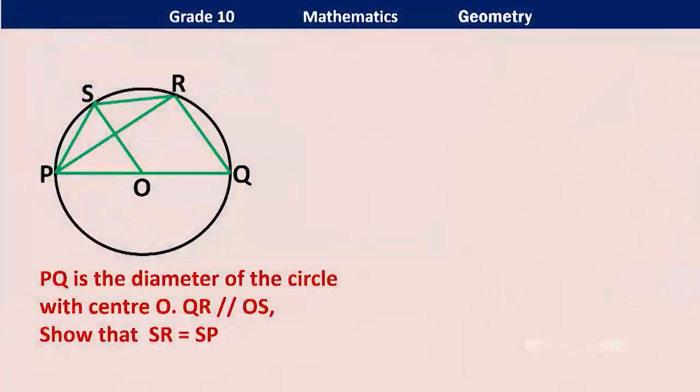Have a look at the figure. PQ is the diameter of the circle with center O. QR is parallel to OS. Show that SR is equal to SP. So, first of all, PQ is said to be the diameter and QR is parallel to OS, and they are asking us to show that SR is equal to SP. Now, we know what they are asking us to show.